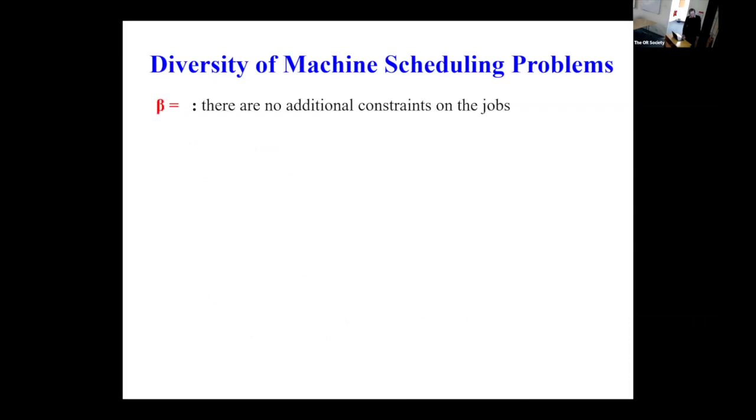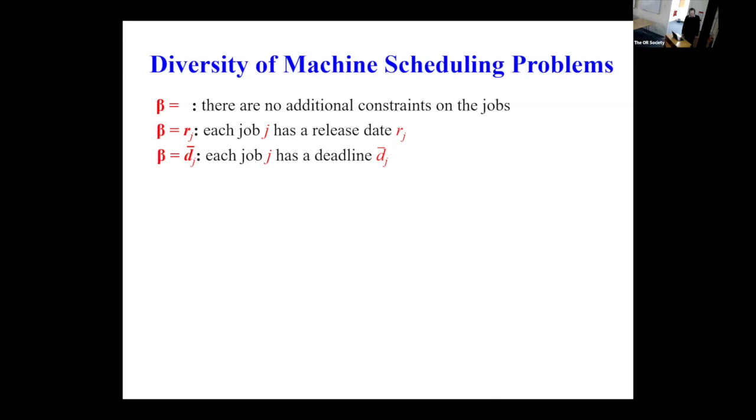So I want to talk about the constraints on the jobs now. If beta 2, that second field, is empty, it means that there are no additional constraints on the jobs, and you've got nothing else to worry about. Rj: each job has a release date rj, which is the first occasion that you can process it on the machine. Some jobs have deadlines, which are called dj bar, the latest time that the job can finish. You might ask, why do I call it dj bar? The reason is that we have a dj, which means something else, as you'll see on the next slide. So dj bar is a hard constraint, and dj is used in a soft constraint.